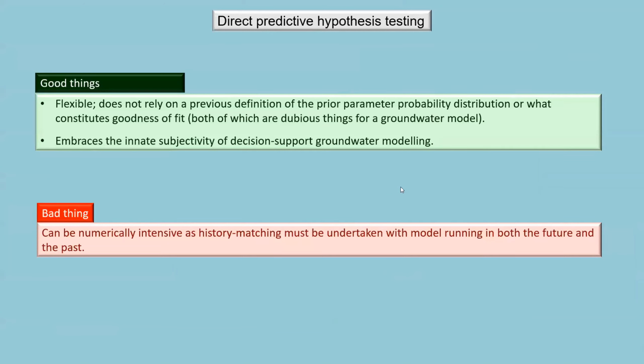The bad thing, well, it's numerically intensive. You've got a history match under past and future conditions. However, we can reduce the numerical burden of this through using randomized Jacobian and/or ensemble methods, which are pretty much the same thing, in undertaking this direct predictive hypothesis testing.